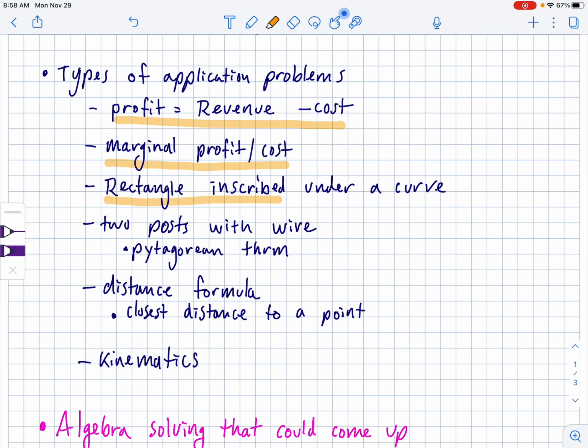We've done a lot of a rectangle underneath a curve. Remember, the curve can be different. It could be trigonometric, could be a circle, could be a parabola. But yeah, definitely study up on those. Two posts with a wire problem.